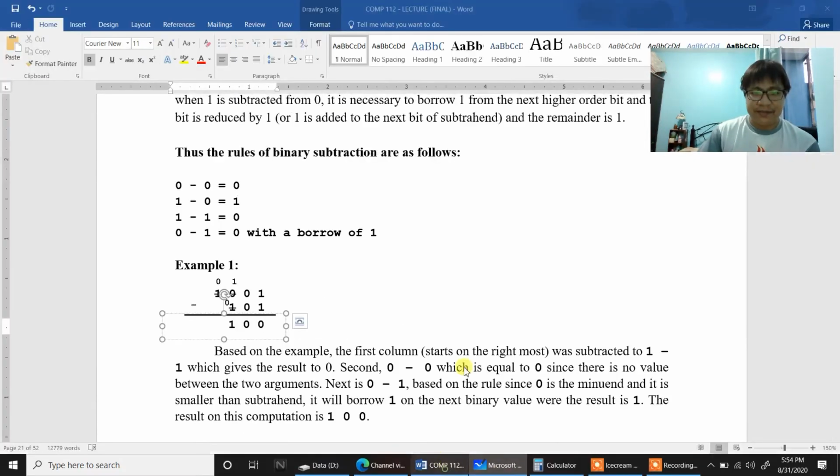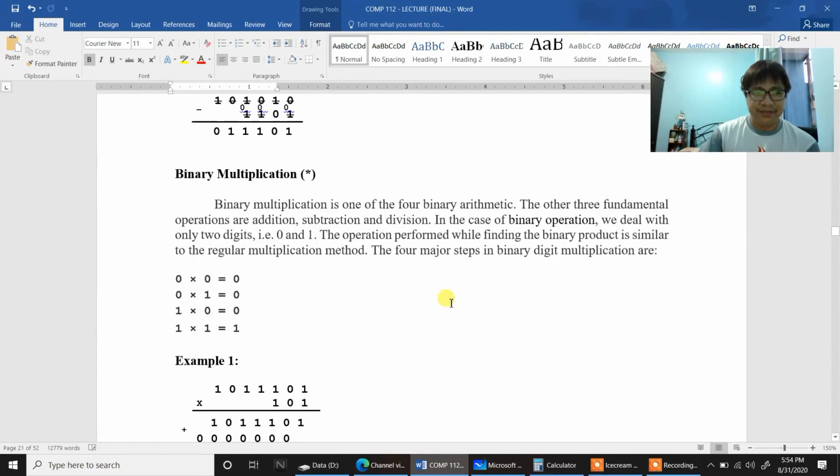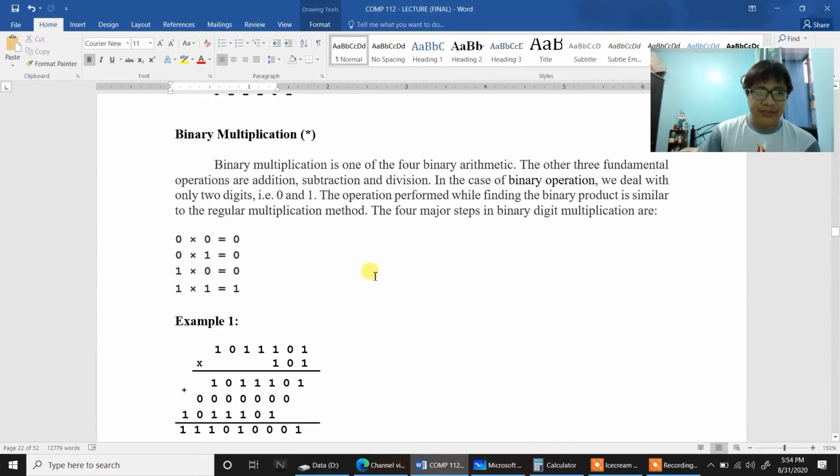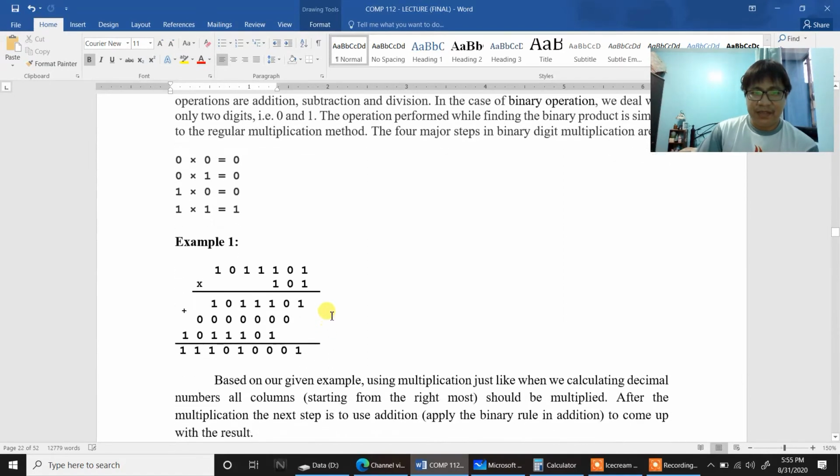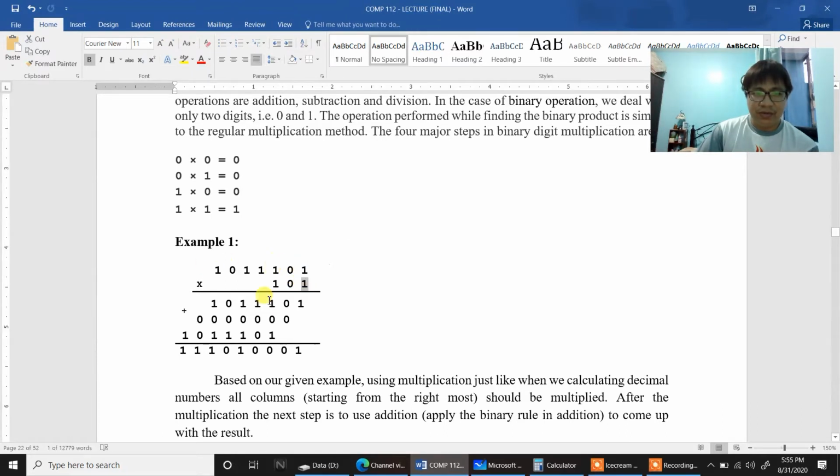So the next is multiplication in binary. There is also a rule in binary multiplication. 0 times 0 is 0, 0 times 1 is 0, 1 times 0 is 0 also, but 1 times 1 is 1. Just like typical multiplication in decimal numbers. As you can see here, all you need to do is copy. Once there is a 1 here, you just multiply all of the 1s and 0s. If 0, all of them are 0, but make sure that the placement is correct.